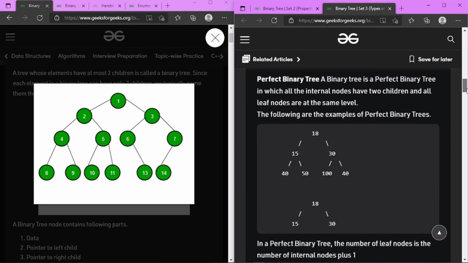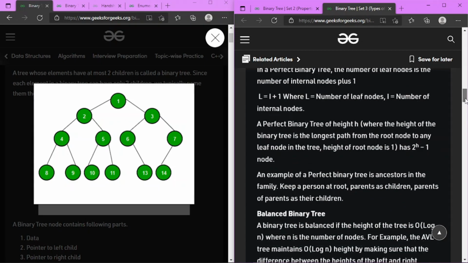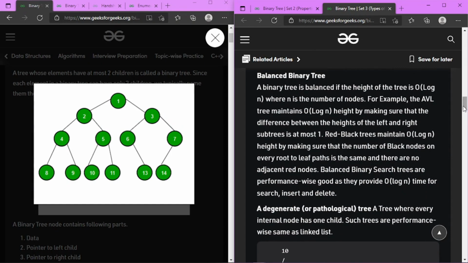Now coming to the perfect binary tree. A binary tree is a perfect binary tree when all the internal nodes have 2 children and all leaf nodes are at the same level. So in this, all the nodes will have exactly 0 or 2 children. Now coming to the balanced binary tree. A binary tree is balanced if the height of the tree is of order log n, where n is the number of nodes.